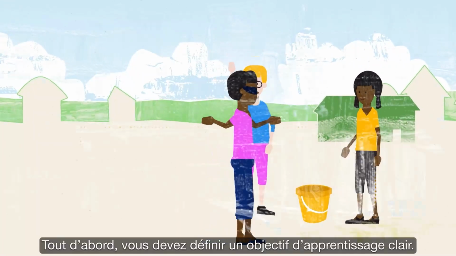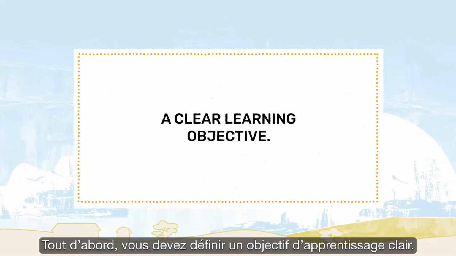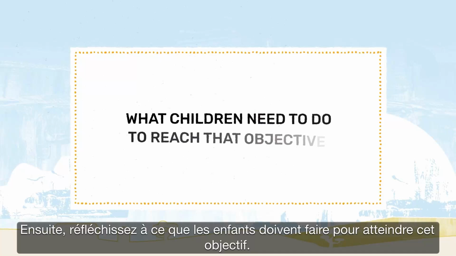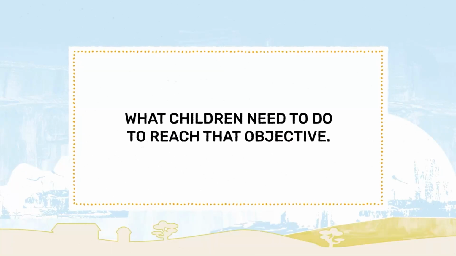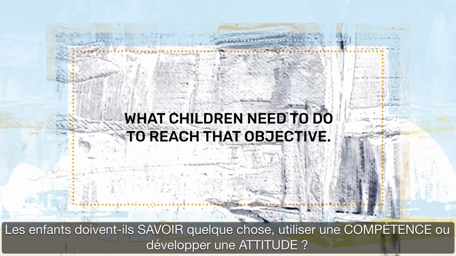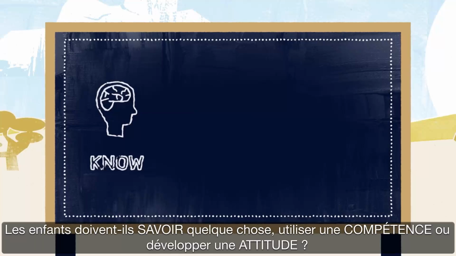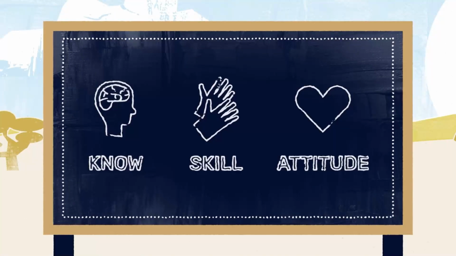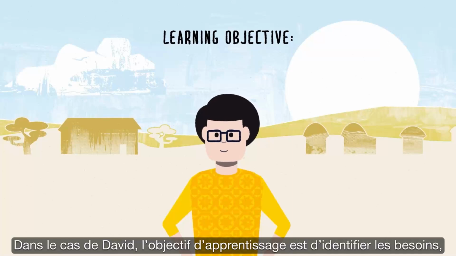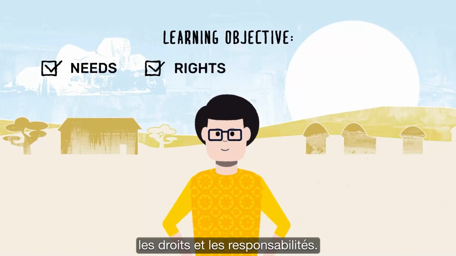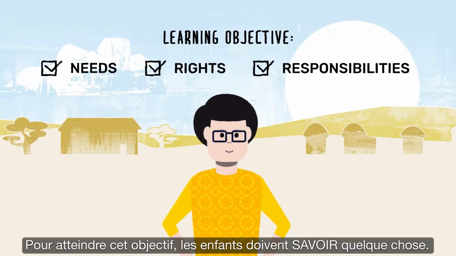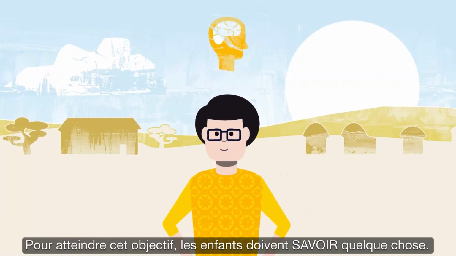First, you need a clear learning objective. Next, think about what children need to do to reach that objective. Do children need to know something, use a skill, or form an attitude? In David's case, the learning objective is to identify needs, rights, and responsibilities, and his objective requires children to know something.